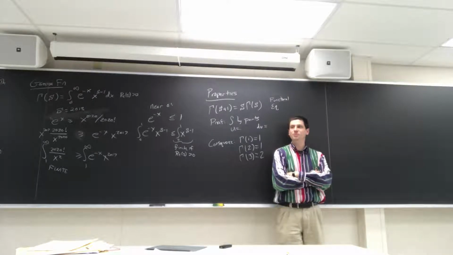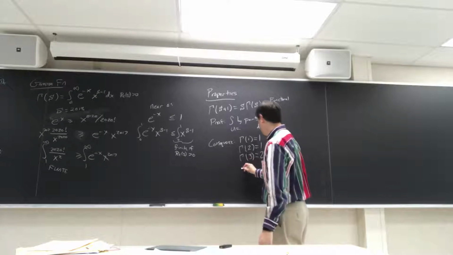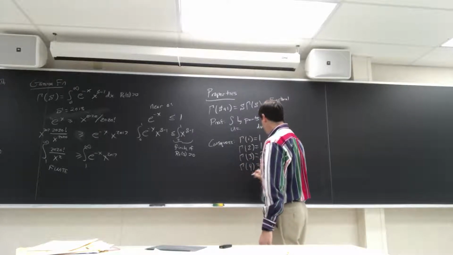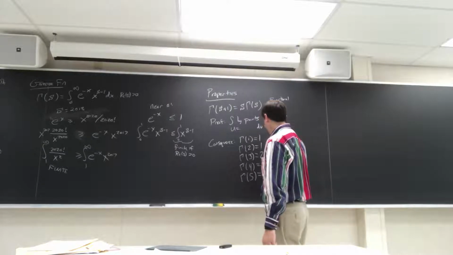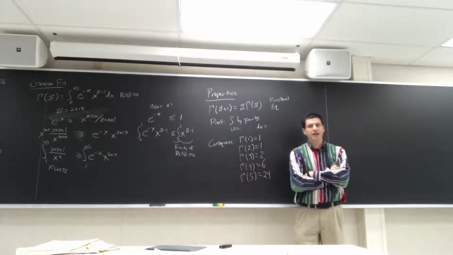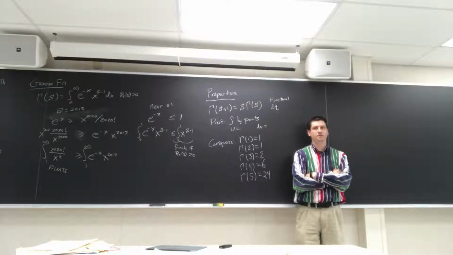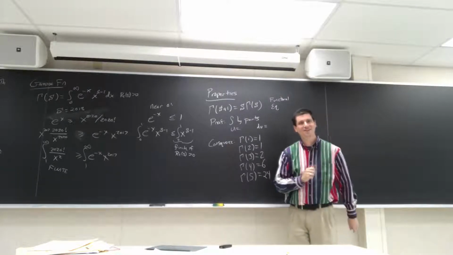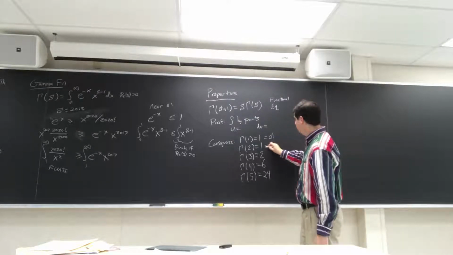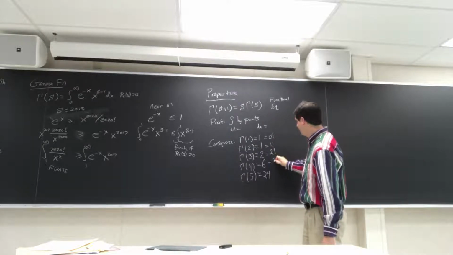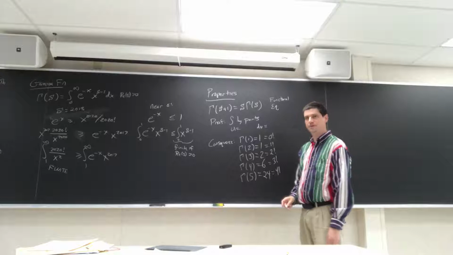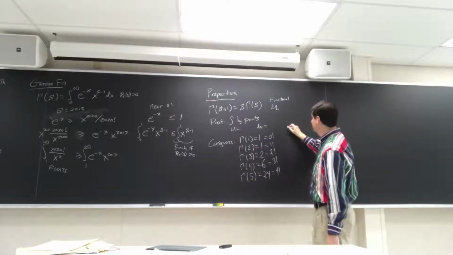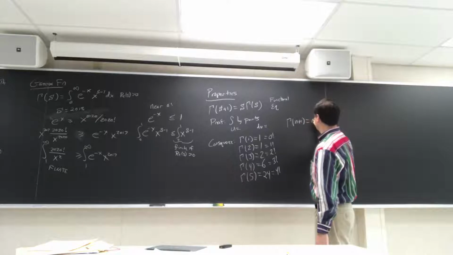Right, so right now, there's still too many possibilities for the pattern. Let me do another one. Gamma of 4 is 6. Gamma of 5 is 24. Any thoughts on the pattern now? So does anybody recognize these numbers? 1, 1, 2, 6, 24. Yeah, I mean, it's factorial. 0 factorial, 1 factorial, 2 factorial, 3 factorial, 4 factorial. If you look, basically, gamma of n plus 1 is n factorial.